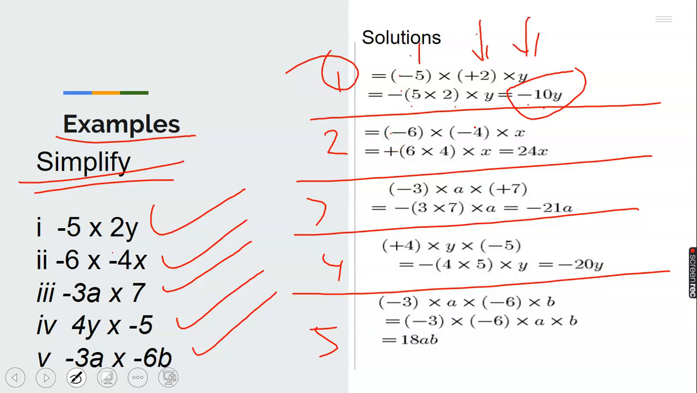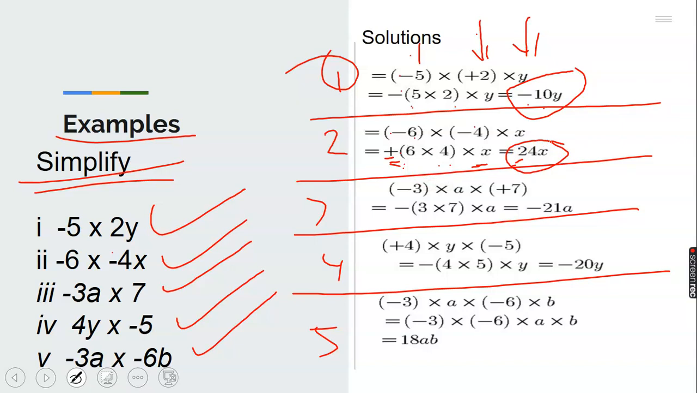Like I told you before, minus times minus, you can see it has turned to plus here. Then the two numbers 6 times 4 followed by the letter. 6 times 4 equals to 24. X times 24 will be equals to 24x.